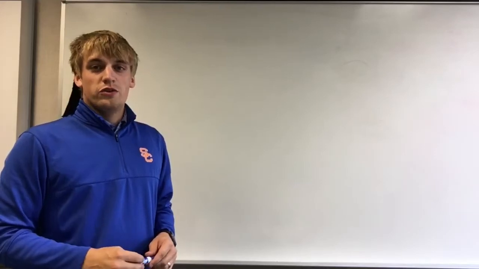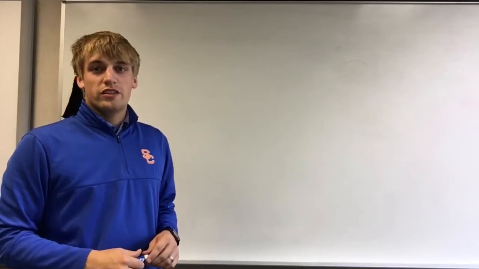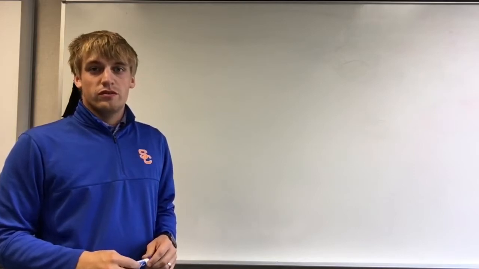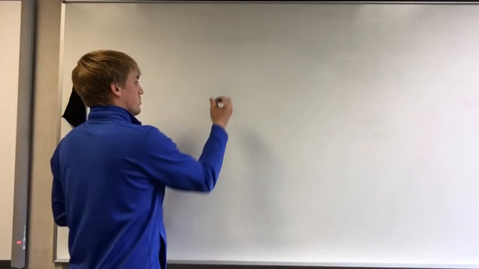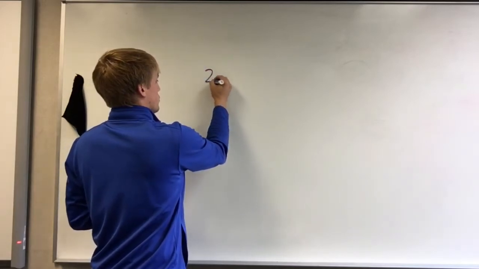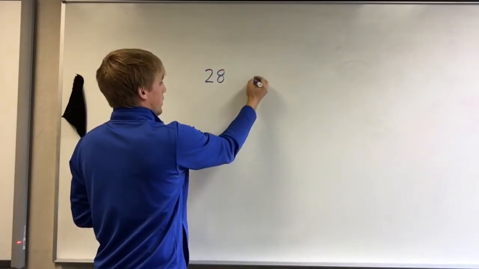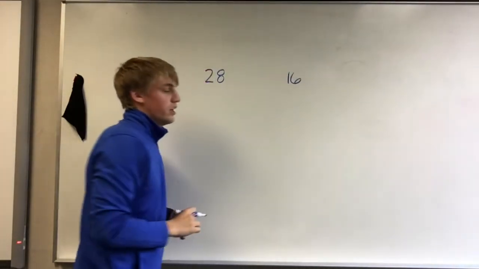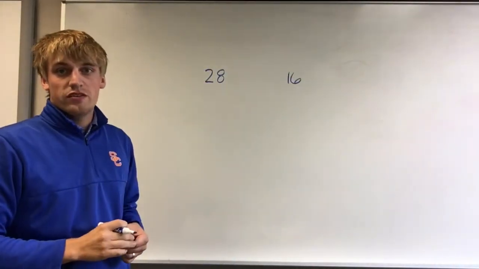I'm going to go through how to use prime factorization to find the greatest common factor and the least common multiple of two numbers. So we're going to use 28 and we're going to use, let's go with 16. Okay, so we want to find the greatest common factor and least common multiple.